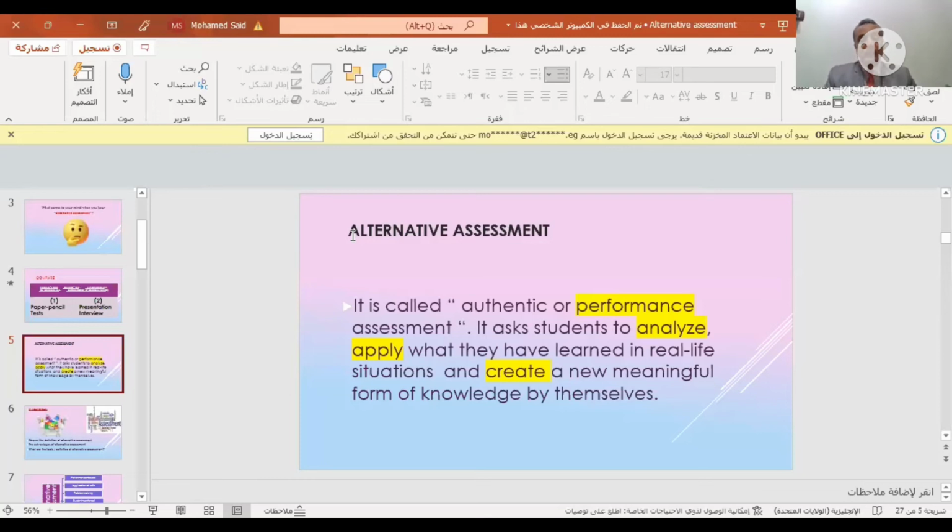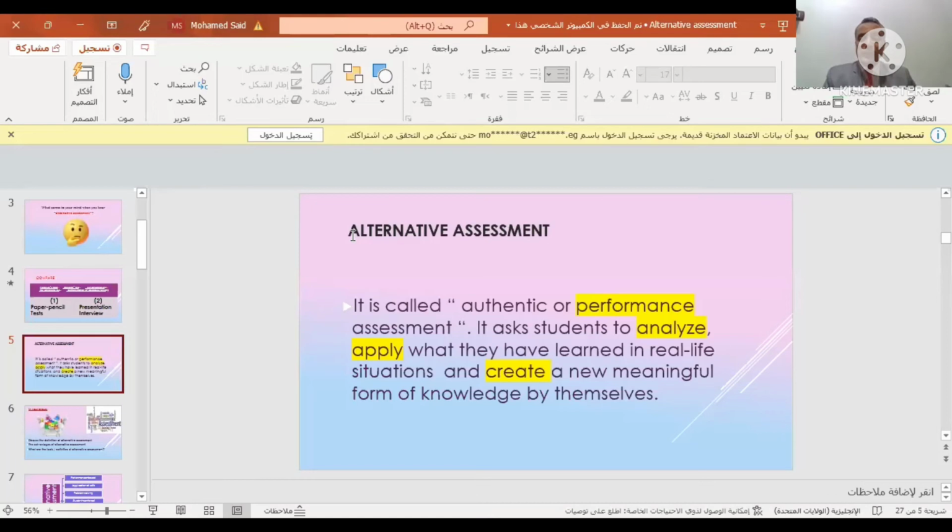And the language, we forgot to speak about the language. I think that the student will speak more and demonstrate more in the presentation and the interviews, more than the paper pencil.